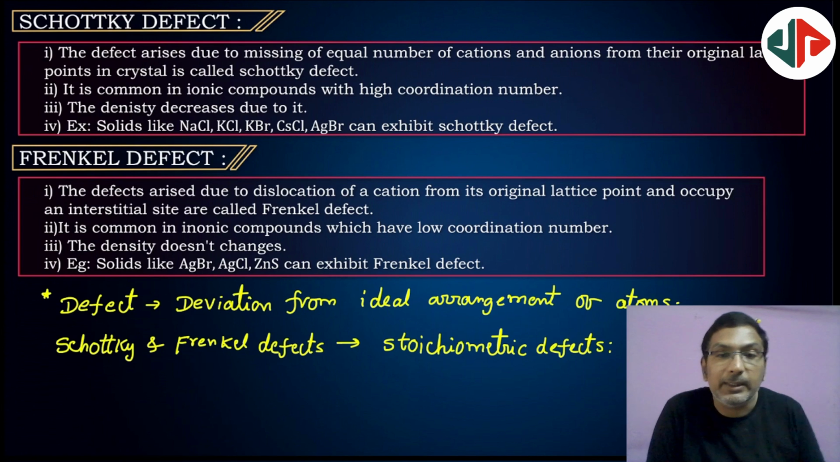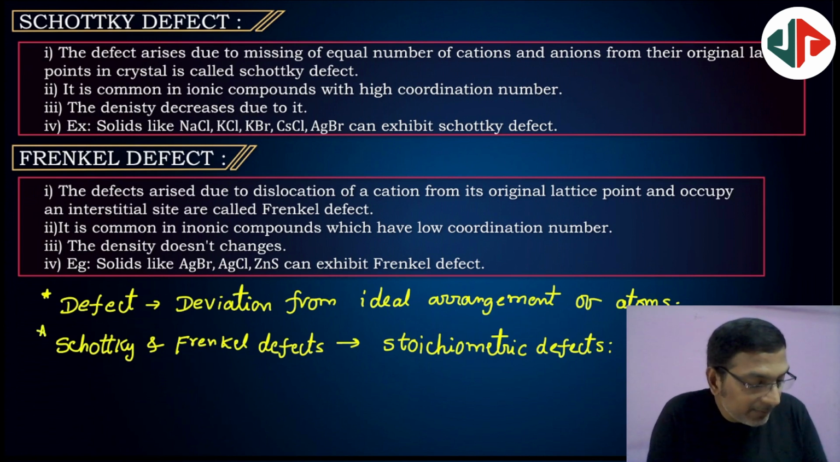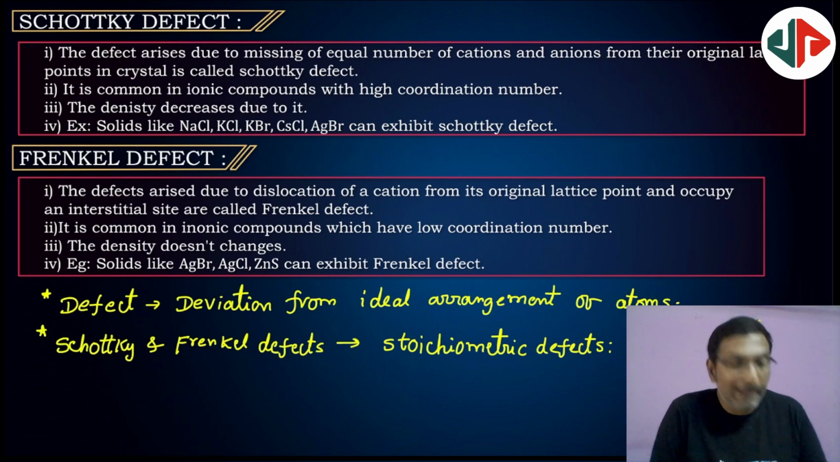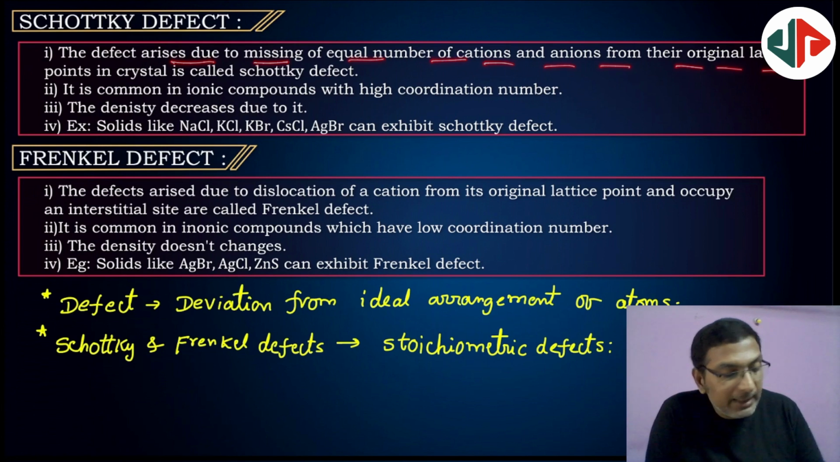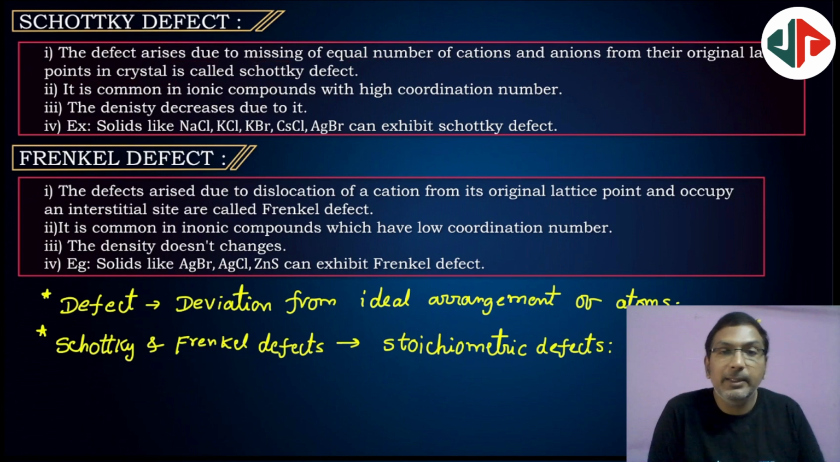Very, very important. Stoichiometric means the formula will not be changed. So Schottky defect is due to missing of an equal number of cations and anions from their lattice positions. This is possible in ionic compounds with high coordination number.